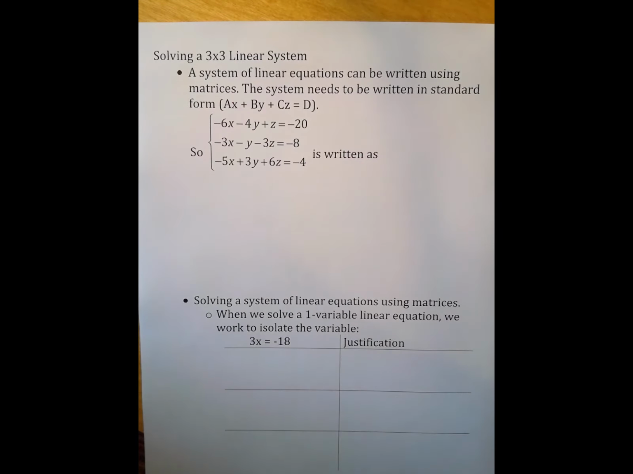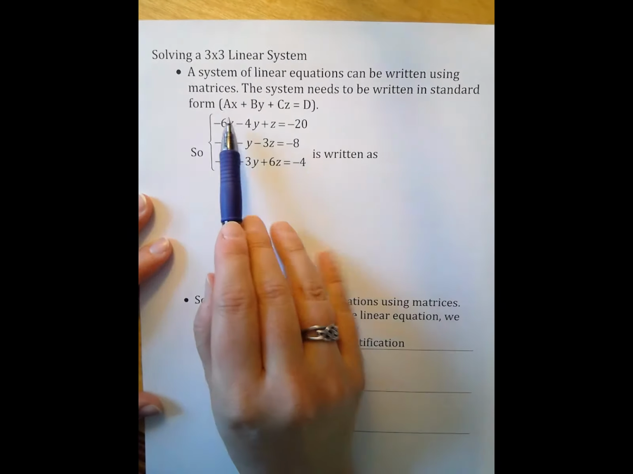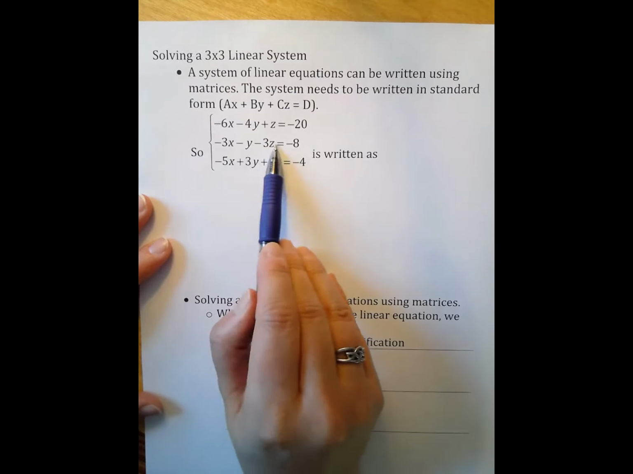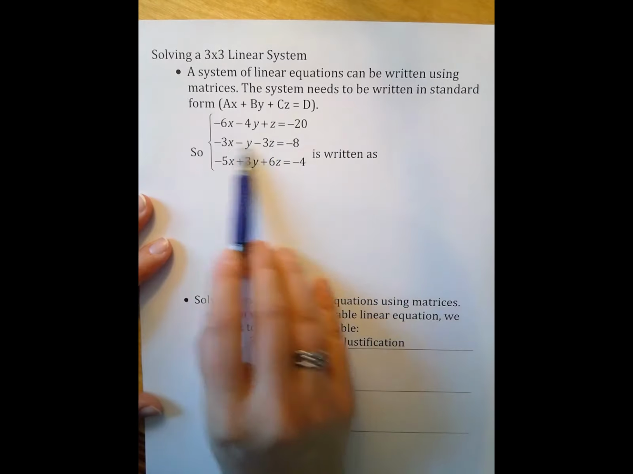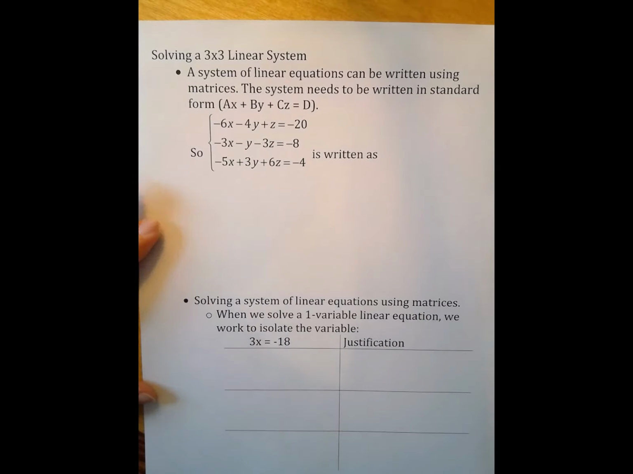These notes are on solving a 3 by 3 linear system. So a linear system can always be written using matrices. And in order to use matrices, we always have to have our equations in standard form. So I have three equations, that's the 3 part, with each having 3 variables, that's the second 3 part, so 3 by 3. And I can write that as a matrix.